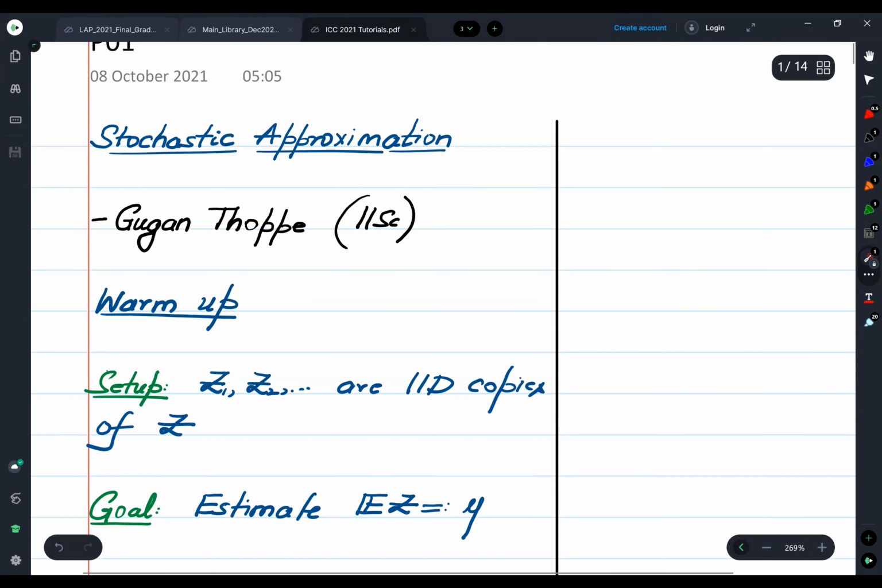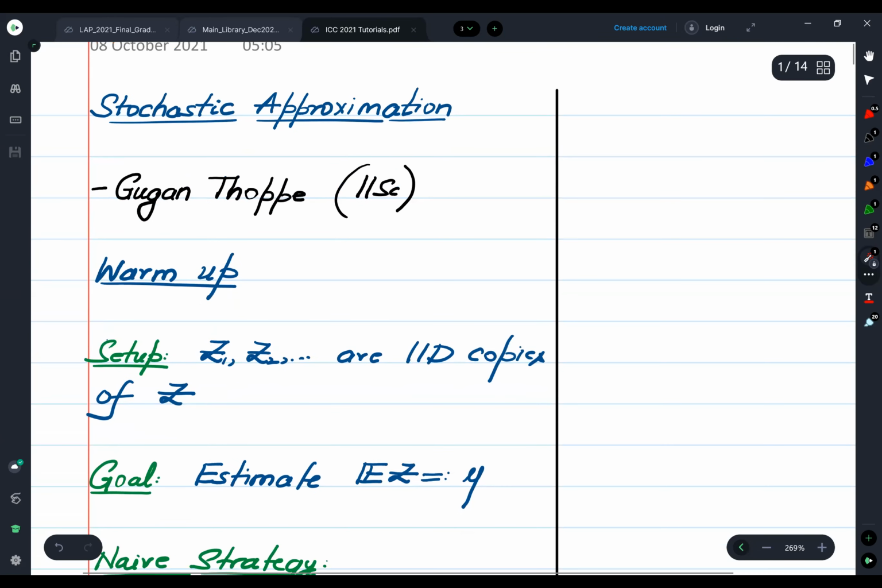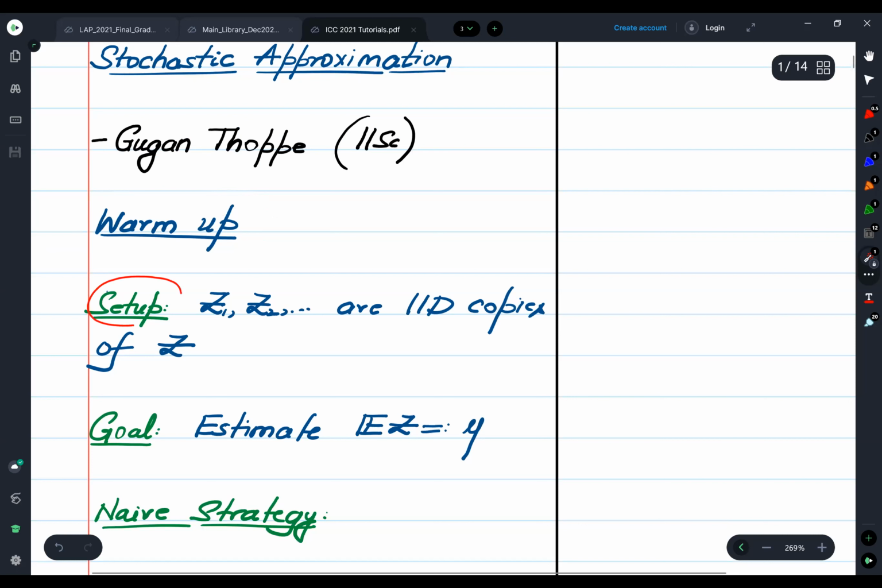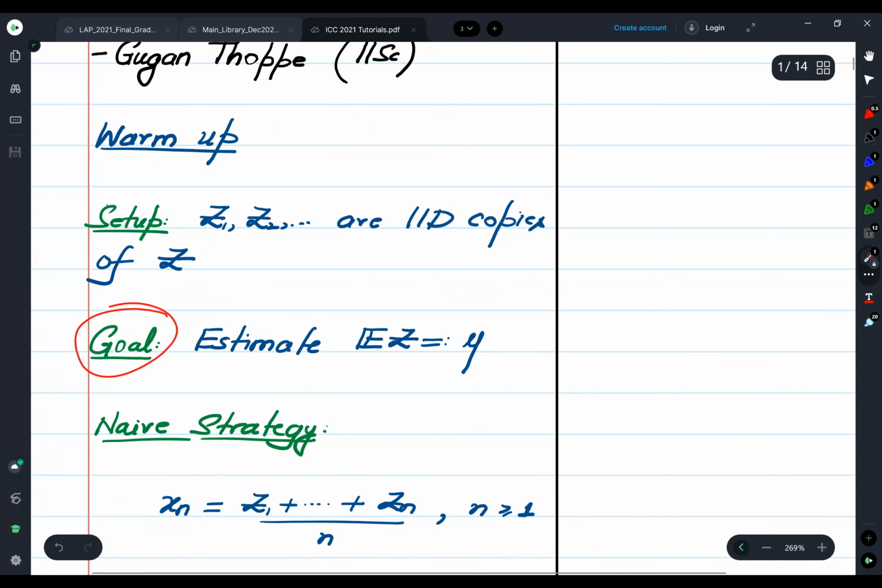As a warm up to what stochastic approximation is all about, let us look at the following question. The setup is as follows. There is some random variable z, and we have access to independent and identically distributed samples of this random variable z. Let us denote these samples by z1, z2, z3, and so on. This is a very simple setup. There is a random variable z, and we have been given access to samples of it. Let's say the goal is to estimate the expected value of this random variable, and for convenience, let us denote this by the variable mu. So mu denotes the expected value of z.